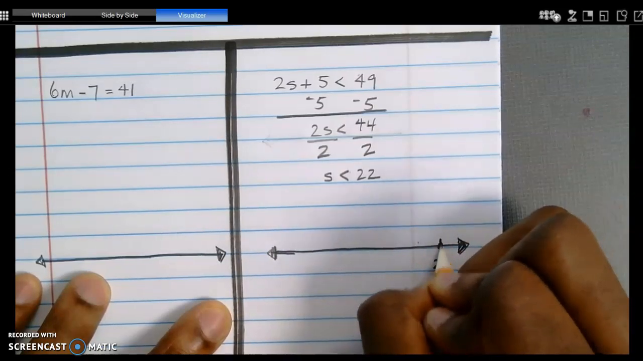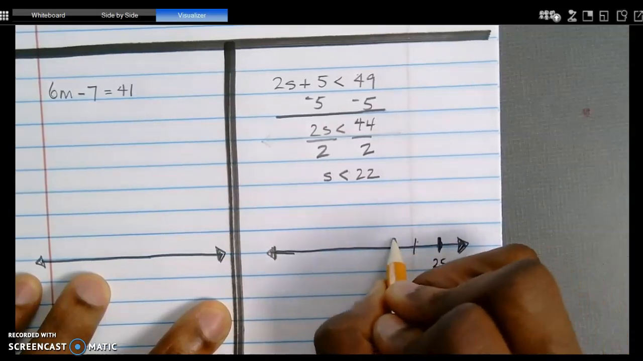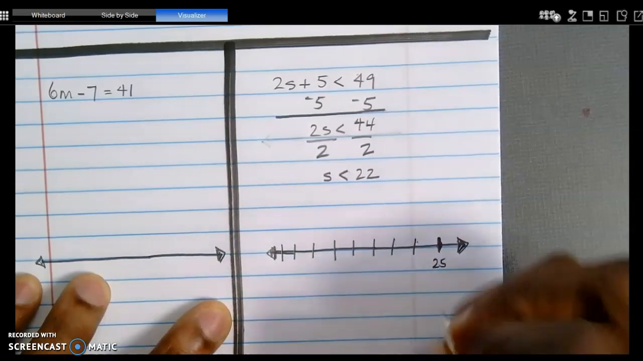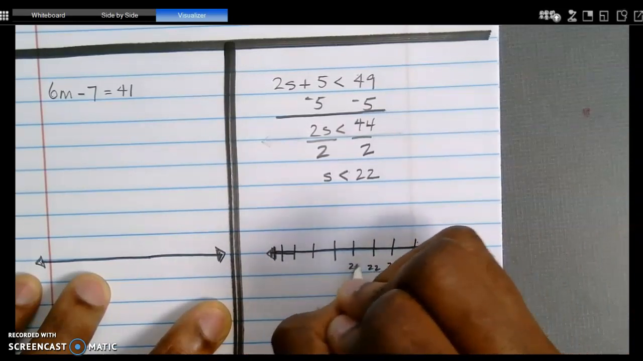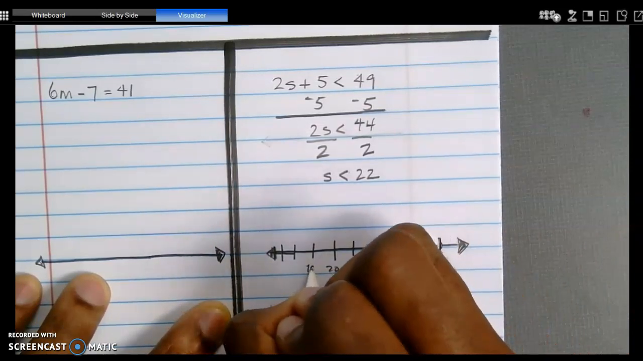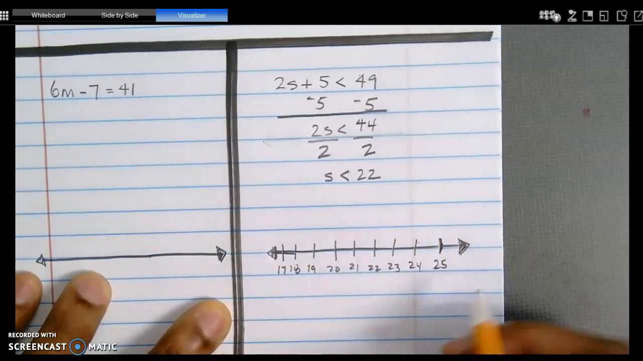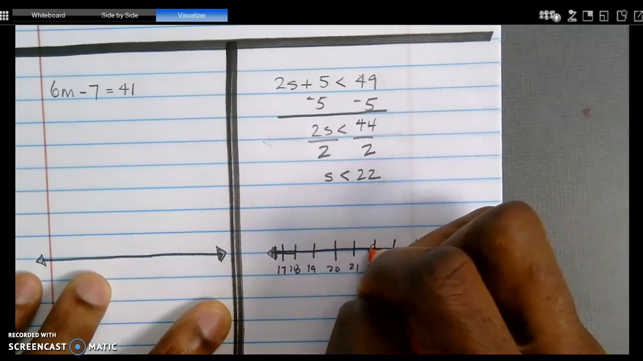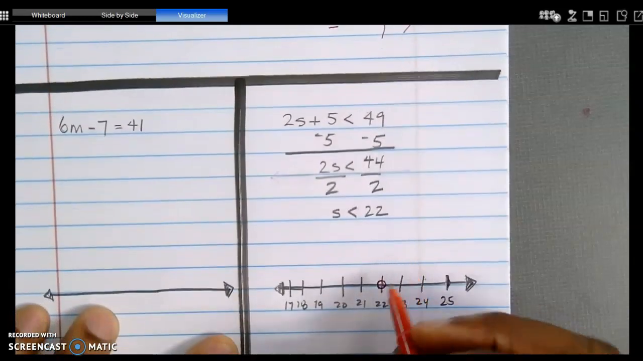Sorry, it should be a line, not a dot. Line, not a dot. Okay, so let's just start numbering. Okay, so we have numbered all of our lines. Now, I want to represent a solution that is less than 22. So I'm going to start with 22 and keep my dot open because remember, less than has an open dot.